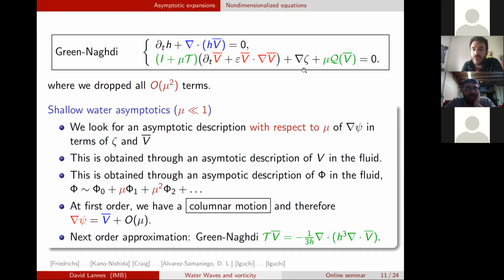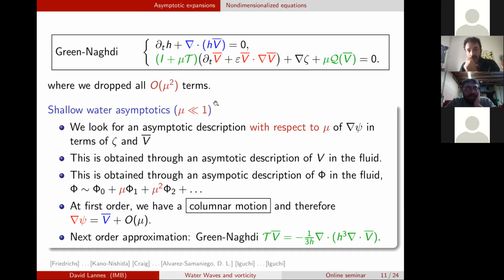And if you go further in the asymptotic expansion of the velocity field, you obtain the red term and the green term, which are dispersive terms. These green terms come from the fact that if you go to the next order, the velocity field is no longer independent of the vertical variable z, but has a dependence on this variable. So it really is a consequence of the vertical variations of the horizontal velocity. Okay, this is what is important to have in mind.